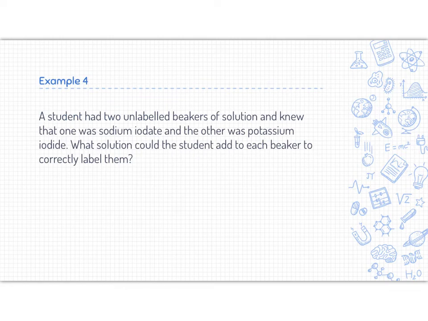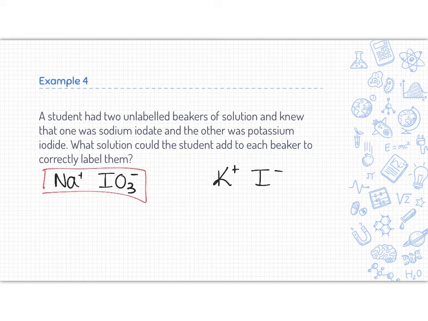Like I said, precipitates can be really helpful. We have two unlabeled beakers of a solution and knew that one was sodium iodate. Let's write down that formula: Na plus and IO3 minus. And the other was potassium iodide, so K plus and I minus. What solution could the student add to each beaker to correctly label them? So we don't know which one is which. We just know that one beaker has these ions and one beaker has these ions.